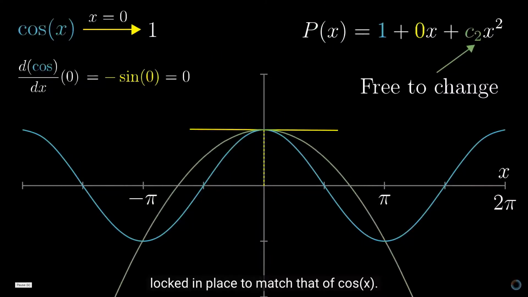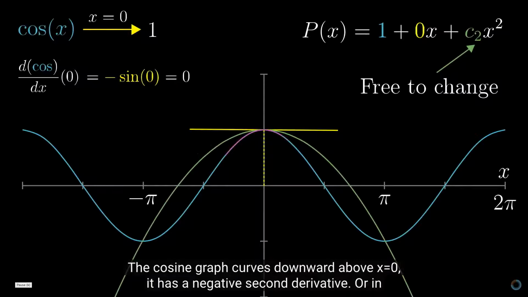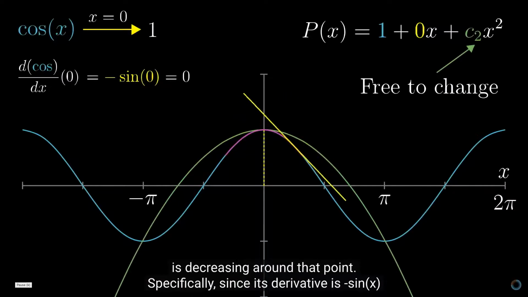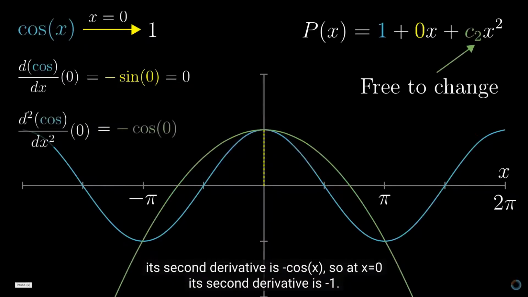The final thing to take advantage of is the fact that the cosine graph curves downward above x equals 0. It has a negative second derivative. Or in other words, even though the rate of change is 0 at that point, the rate of change itself is decreasing around that point. Specifically, since its derivative is negative sine of x, its second derivative is negative cosine of x. And at x equals 0, that equals negative 1.